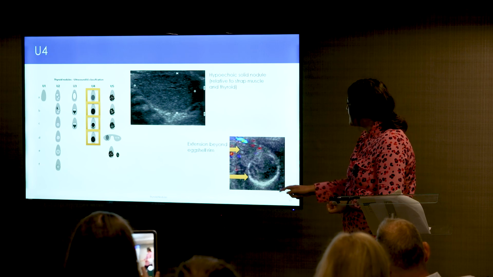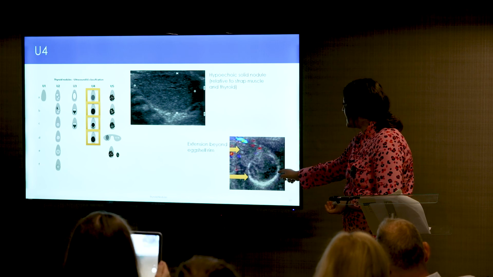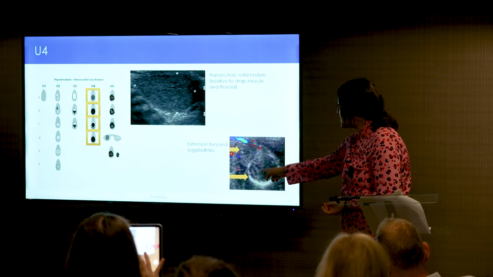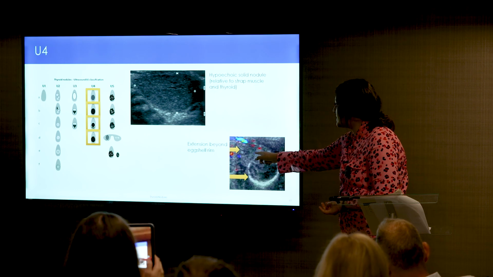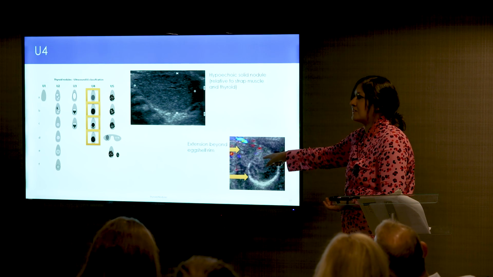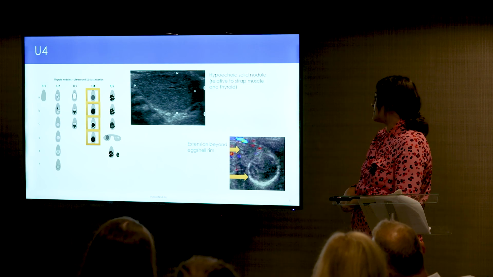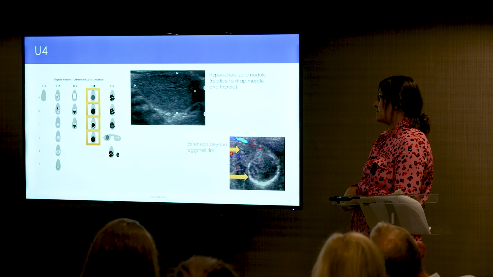And then this is just a demonstration on the bottom right of how this nodule has peripheral eggshell calcification, but you can see that there is a solid component of this nodule that's just extending beyond that eggshell rim, and therefore this has been classified as U4.